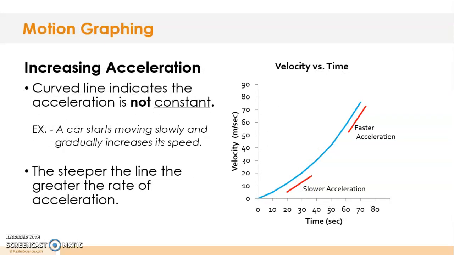The last type of line that we're looking at is a curved line on an acceleration graph. This curved line shows increasing acceleration, which basically means that the acceleration is not constant. For example, in this case, we have a car, let's say, that starts out slowly and gradually its speed is increasing. The steeper that curve, the greater the rate of acceleration. And you can see that here on this graph, where at the bottom it's not as steep, and as you continue on in time, the acceleration increases. It gets steeper.